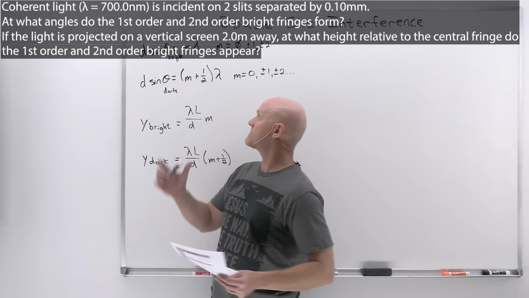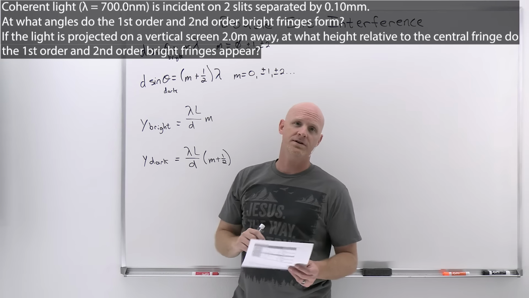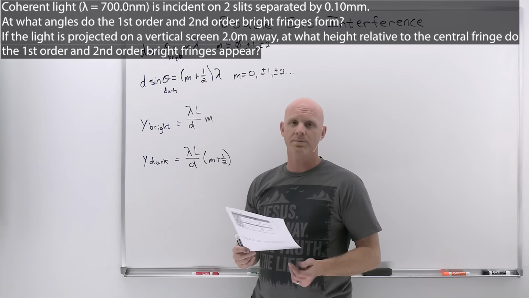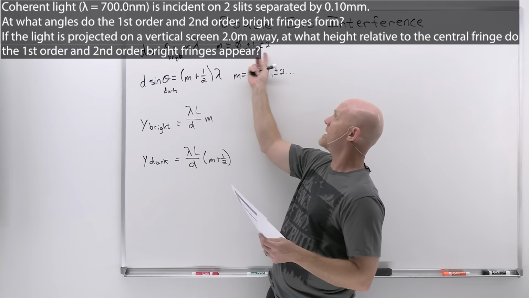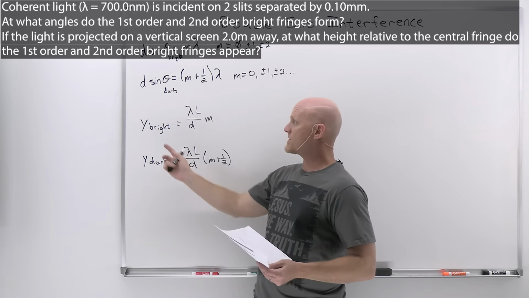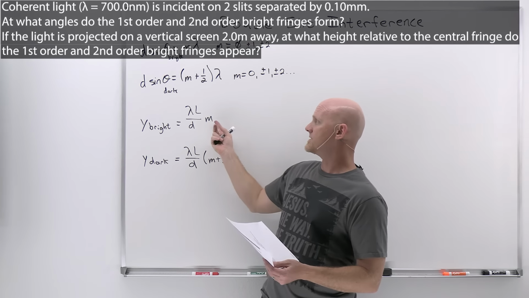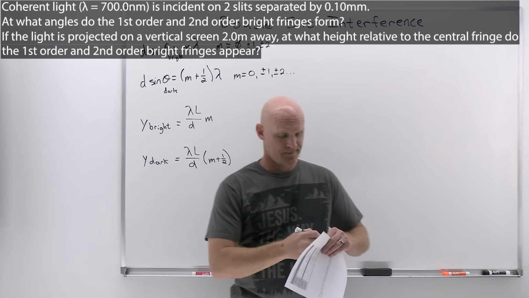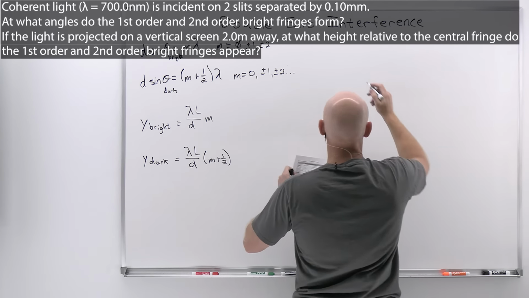All right, so we're looking to solve for theta for both the first and second order bright fringes, when m equals 1 and m equals 2, and then also to solve for the heights at which they occur, again with m equals 1 and m equals 2. But pretty straightforward calculations here.